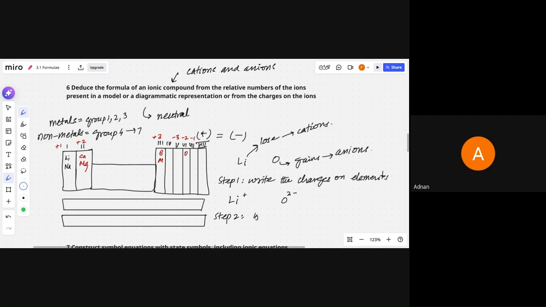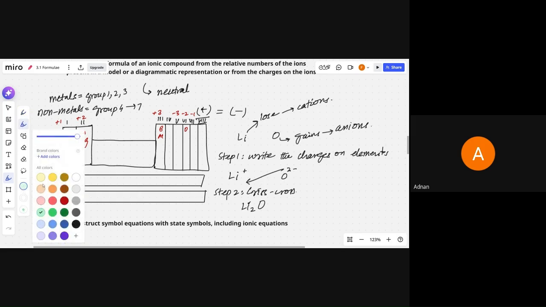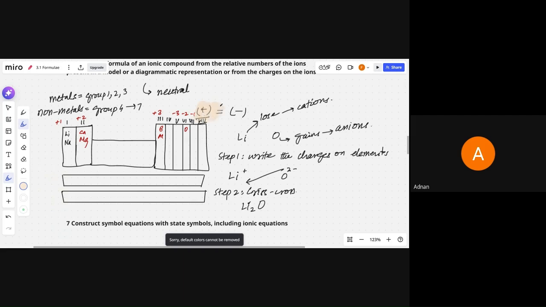We apply this little trick, which is called crisscross. How does it work? You drop the charges, and this 2 will come here at the bottom right of lithium, so Li2. Since there is only a +1 charge on lithium, we don't write anything when it's 1 on the bottom right side of oxygen. So this will be the formula, Li2O, and it makes sense because I mentioned earlier that for compounds, the charges must be balanced, right?